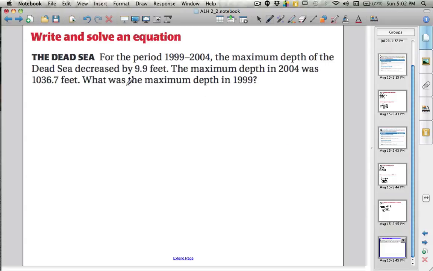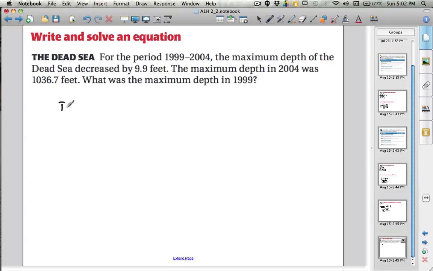And if we look at this in a word problem format, my problem tells me that the Dead Sea, during the period of 1999 to 2004, the maximum depth of the Dead Sea decreased by 9.9 feet. The maximum depth in 2004 was 1,036.7 feet. What was the maximum depth in 1999?